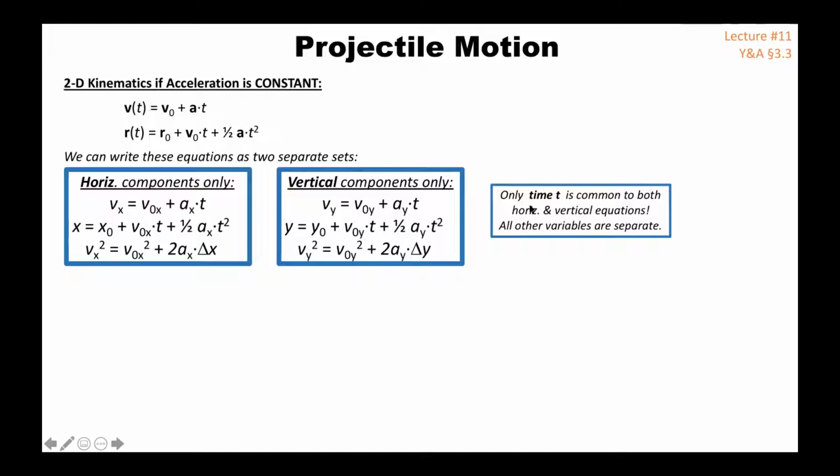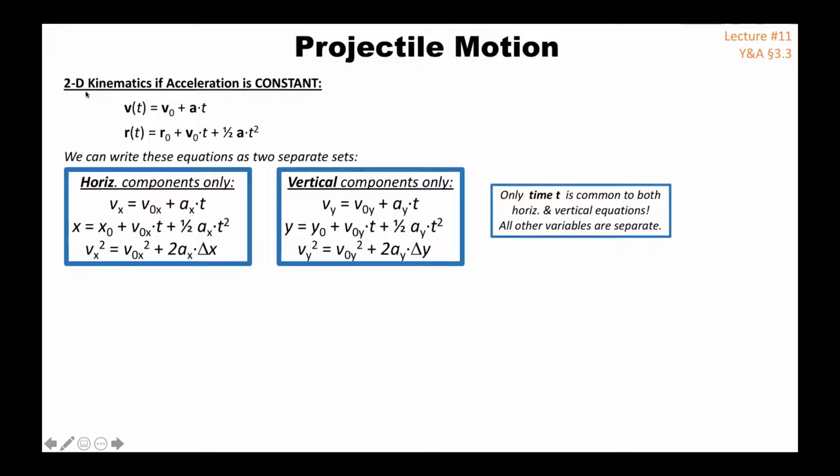Okay. At a glance, I'd like you to verify that as you look at the horizontal and the vertical equations separately, all of the variables in each of these two blue boxes are distinct from each other except for time. Time is the only variable that allows you to cross back and forth between these two boxes. It's the only variable that's shared. Otherwise, everything else in the horizontal box is distinct and separate from everything in the vertical box.